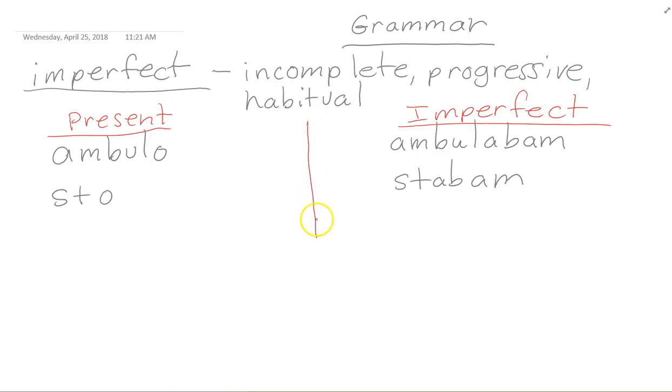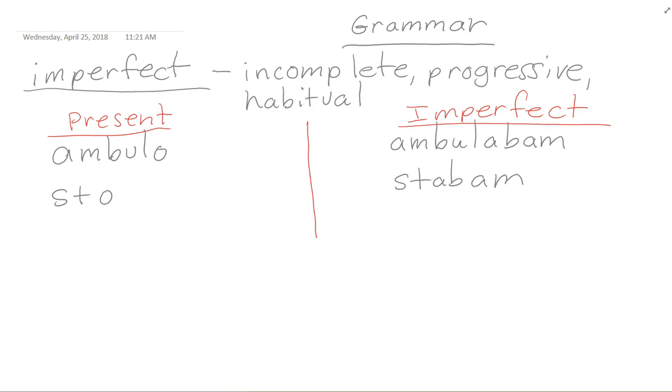So here we're comparing the present tense, two verbs, to the imperfect tense, two verbs in the first person form. Ambulo, I walk. Or we can also say, I am walking, or I do walk. Sto, I stand. I am standing. I do stand. But let's look at how it's translated in the imperfect. Ambulabam, I was walking. I used to walk. I kept walking. Stabam, I was standing. I used to stand. I kept standing.